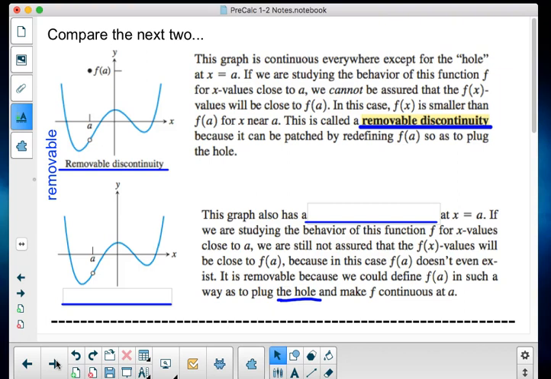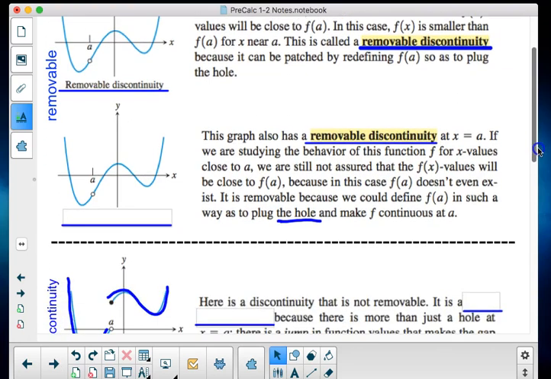Okay. Now, the next graph is also a removable discontinuity at x equal a. If we were studying the behavior of this function f for the x values close to a, we are still not assured that f of x values will be close to f of a, because in this case, f of a doesn't even exist. It is removable because we could define f of a in such a way as to plug the hole and make f continuous at a for that function. We could just say, hey, it's going to be this. But keep in mind, that's the picture of what removable discontinuities look like.